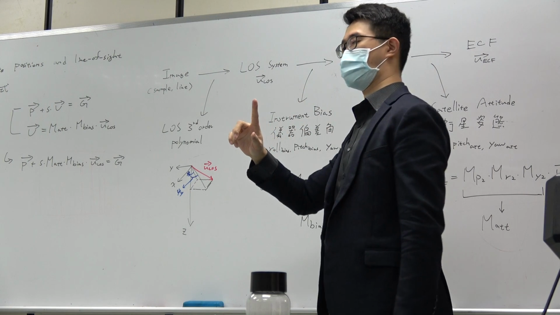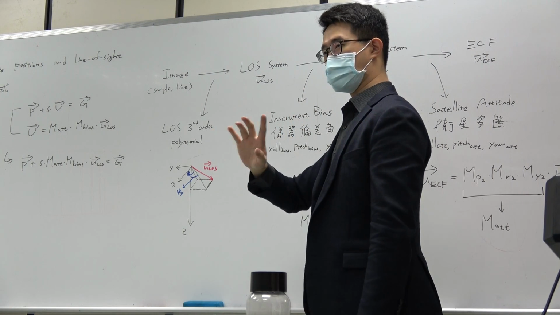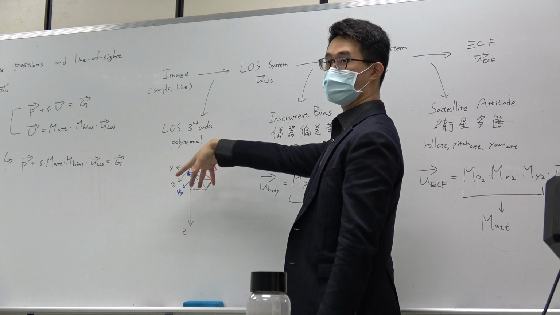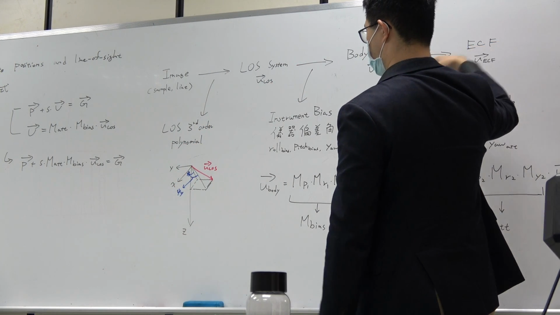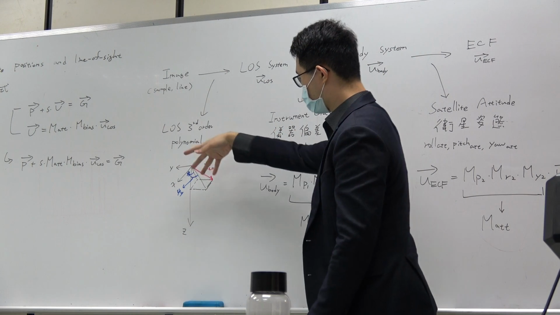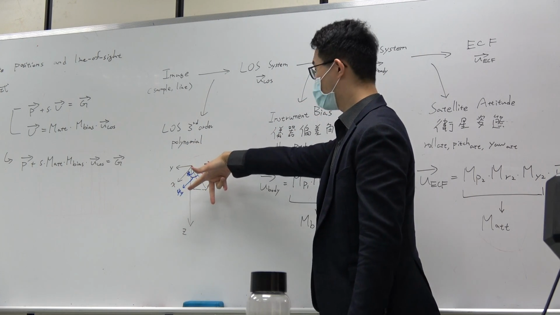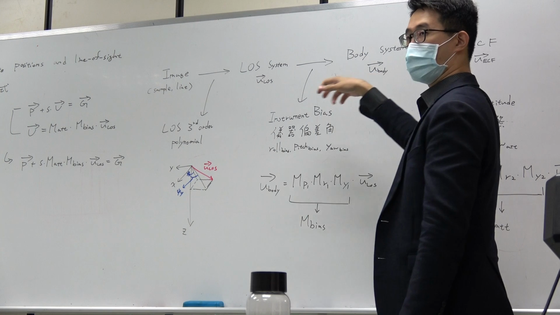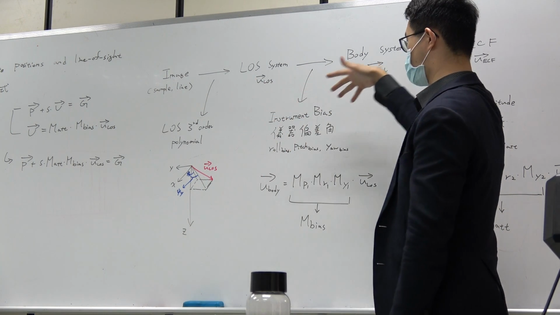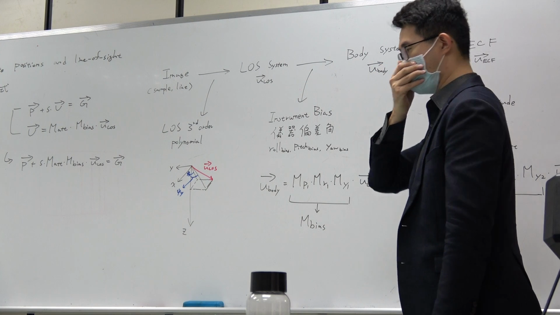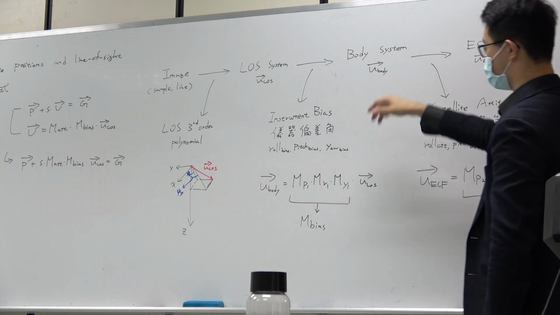How to transform that? First, we are not directly transforming the line of sight system to the ECF system. We are not doing that. We transform the camera system to the satellite body system first.